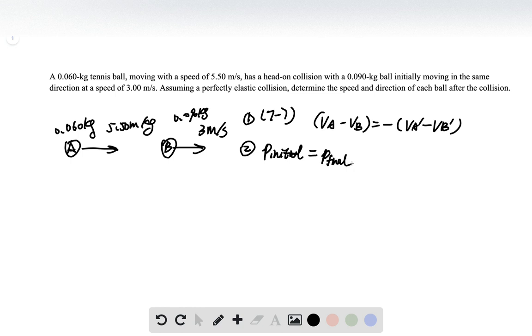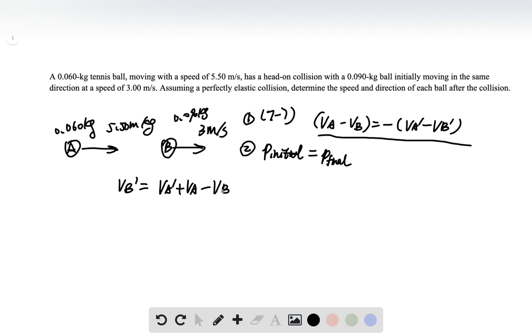So usually what we do is we will use formula 7.7 to express VA prime, or express one term in terms of the other. And then we will substitute that expression into the conservation of momentum. That is just the recipe for all elastic collision questions. So we'll do the same here. The first step: VA minus VB equals negative (VA prime minus VB prime). So we will express VB prime in terms of VA prime: VB prime equals VA prime plus VA minus VB.